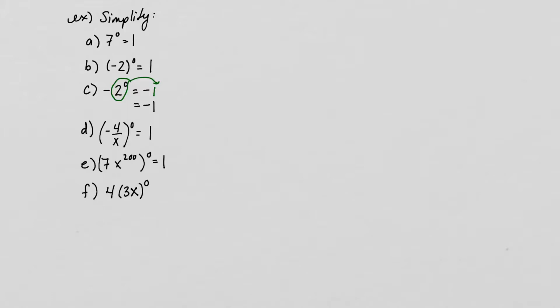3x all raised to the 0 power. So this part here is what's raised to the 0 power. So that part's a 1, but that 4 is not raised to 0, so it's going to stay there as a 4.